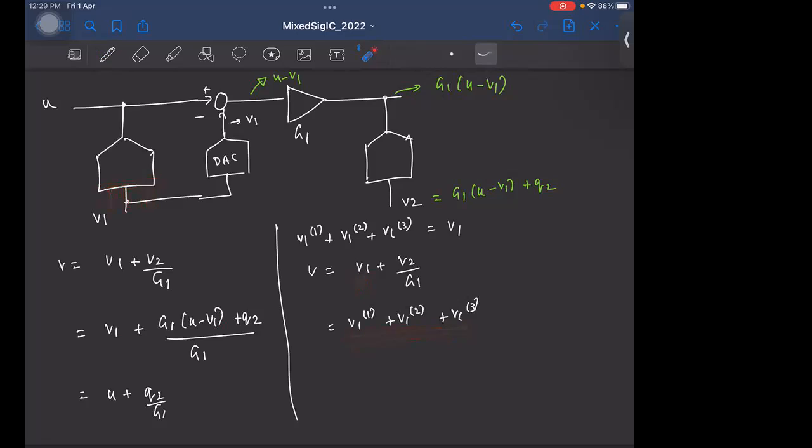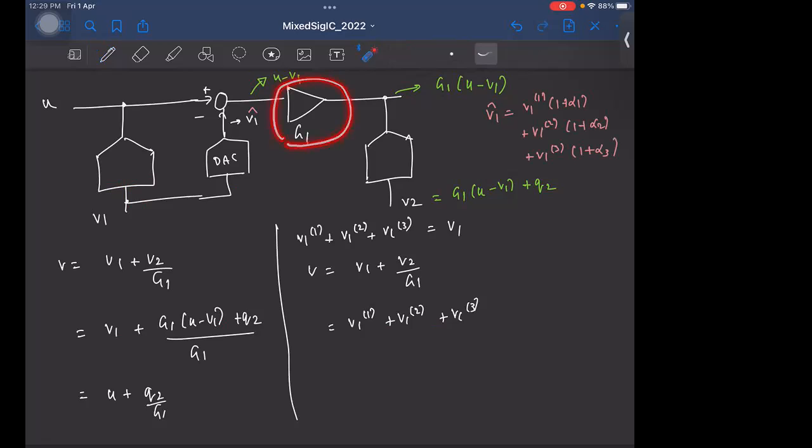And now, let us say the DAC has capacitor mismatch. Can you comment on this signal? What will be the output of the DAC? Say V1 hat. That will come, right? So it is just V1 of 1 into 1 plus alpha 1, plus V1 of 2 into 1 plus alpha 2, plus V1 of 3 into 1 plus alpha 3. And remember, this signal is what is going to the amplifier here.